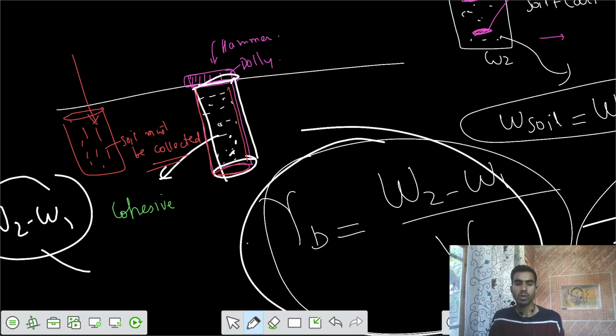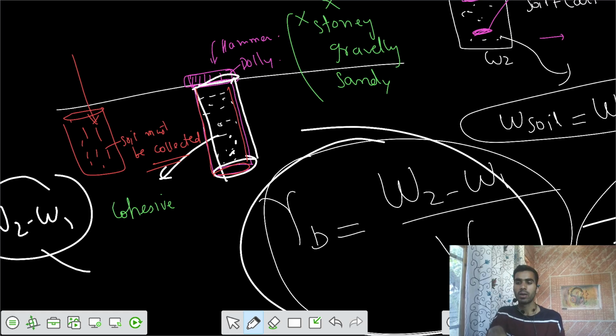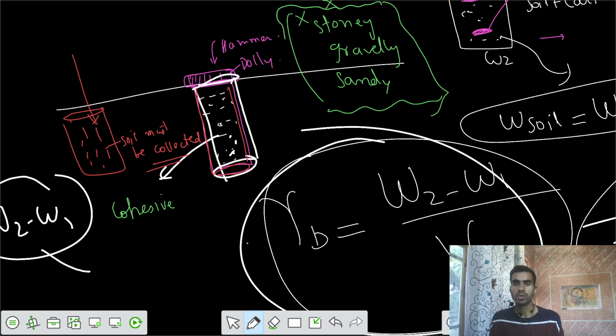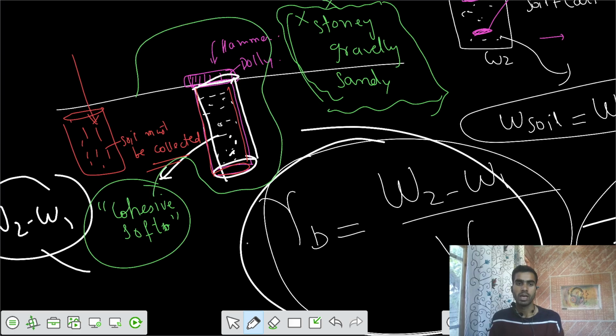That means the soil should not be stony type. It should not be gravelly type. It should not be sandy type, because sand is not going to be lifted up into the core, because there is no cohesion, so it is going to fall down. So in these kinds of soils we are not going to use this method. This method is used for cohesive soils and very soft soils. Cohesive soft soils, we prefer this method in which the core cutter can be easily driven into the ground.